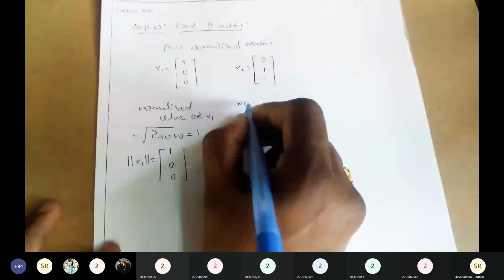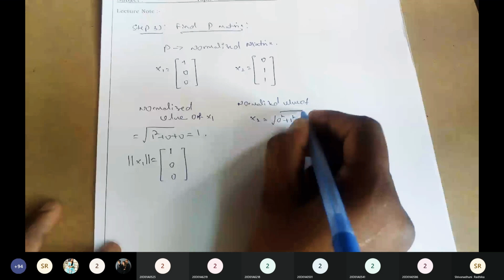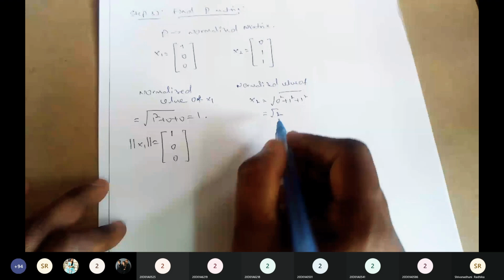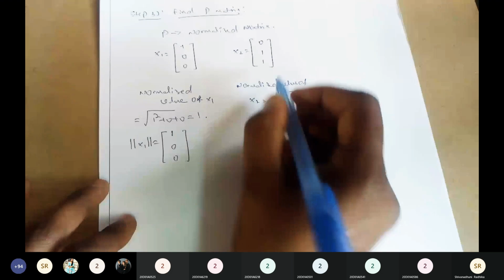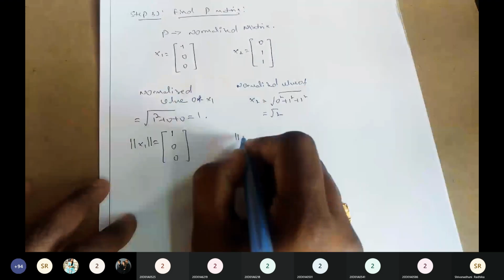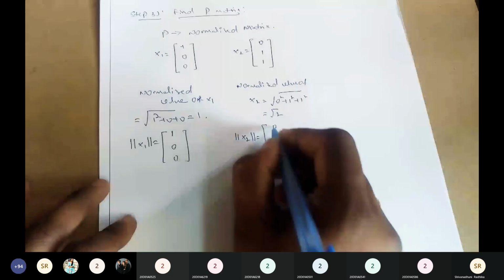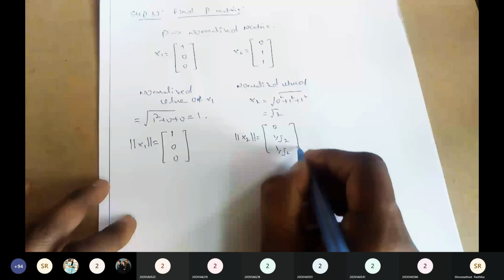Next, the normalized value. What is the normalized value of x2? Under root of 0 square plus 1 square plus 1 square, so that is equals to root 2. Clear? Now root 2 is divided with each and every value in x2, so I write norm x2 equals to 0, 1 by root 2 and 1 by root 2. Completed all of you? Any more doubts?